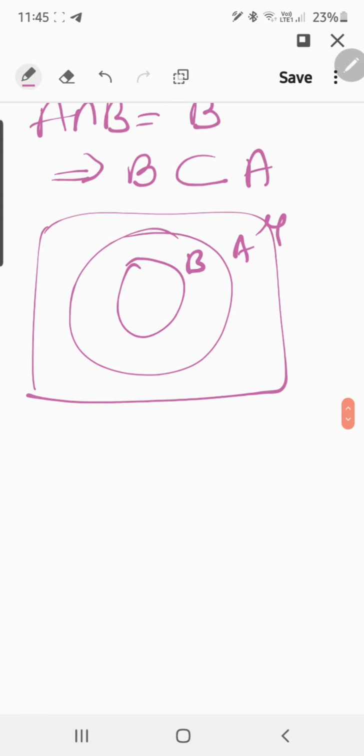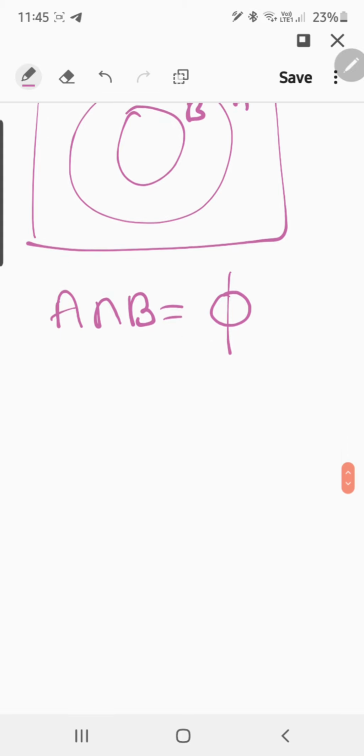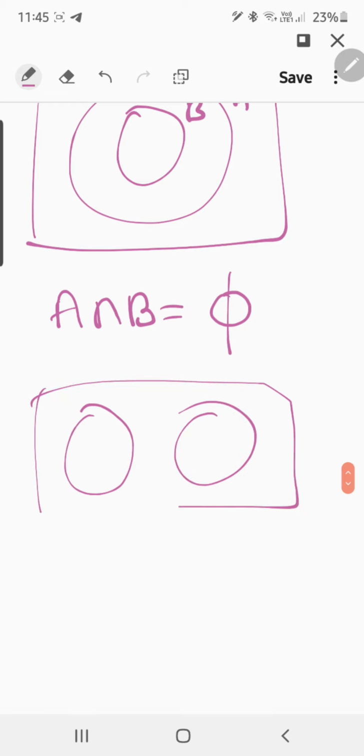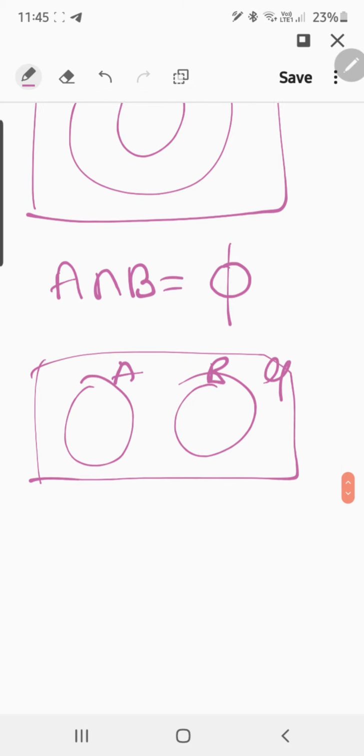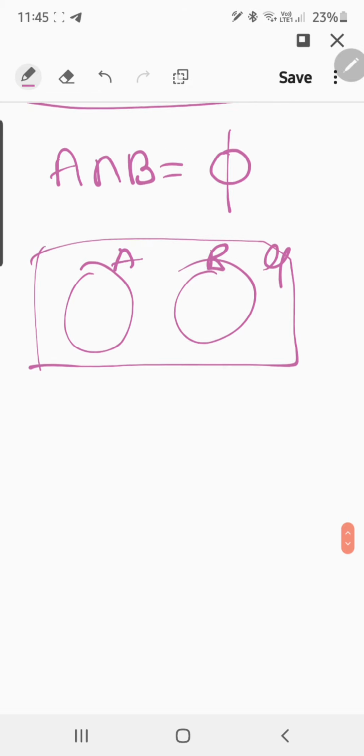Then if A intersection B is equal to the null set, it means there is no common element between these two. How to draw the Venn diagram? The Venn diagram will be like this. This is A and this is B and this is the universal set. Now in today's class we are dealing with A intersection B.